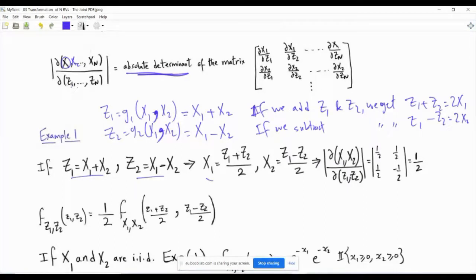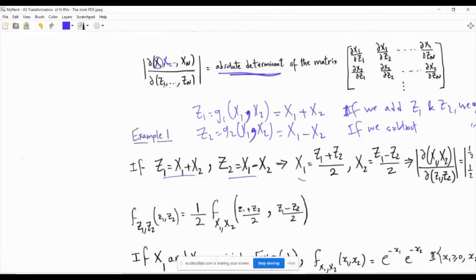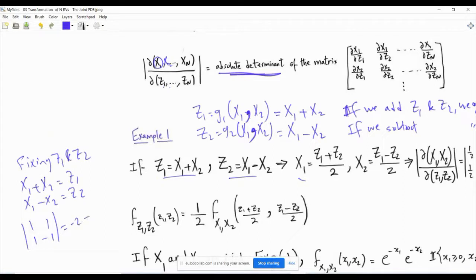And this is a system of linear equations that is guaranteed to have one unique solution. So if you fix z1 and z2, you have a system of linear equations that looks like this: x1 plus x2 is equal to z1, x1 minus x2 is equal to z2. The determinant of this system will be 1, 1, 1, minus 1, so it is equal to minus 2, which is not 0. So this system has a unique solution as linear equations.